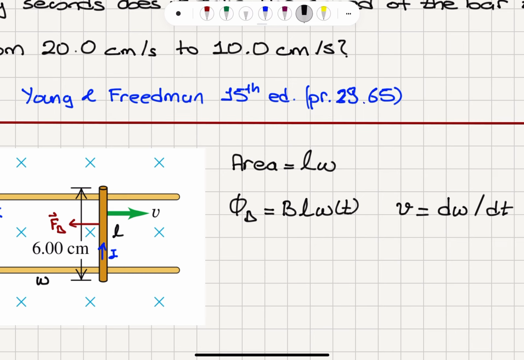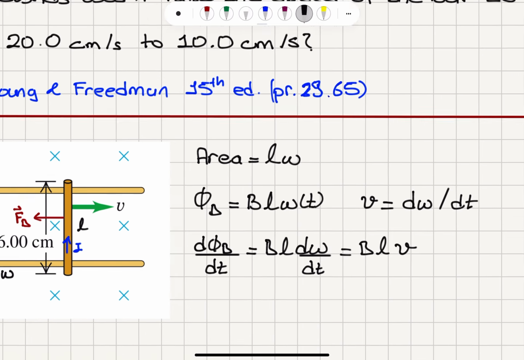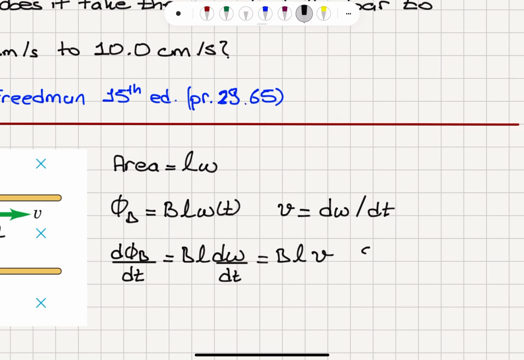So if I look at the rate of change of this flux in time, d phi B/dt, this is equal to B L dW/dt, which is B L v, the speed of the bar. There will be an induced EMF on this bar, which has a magnitude d phi B/dt. So this is equal to B v L.